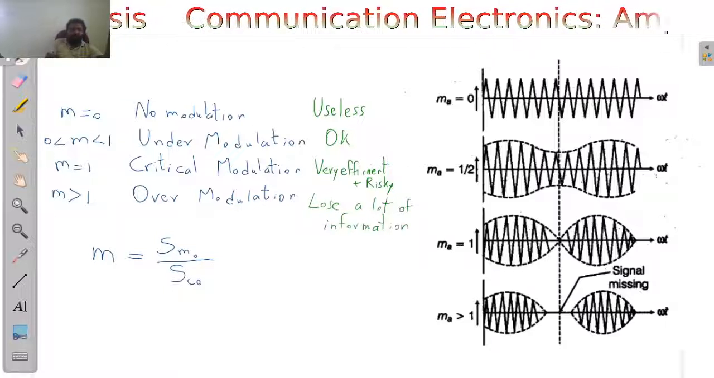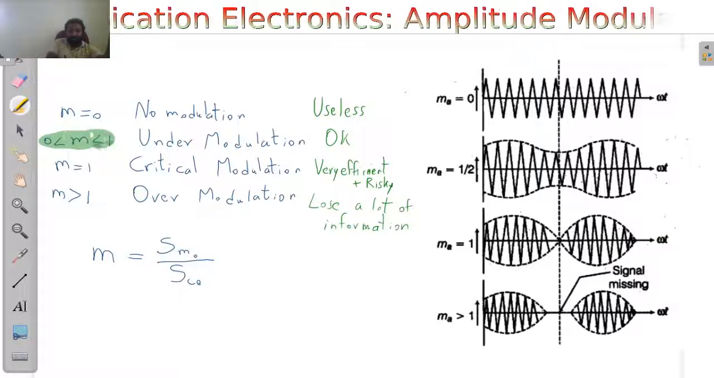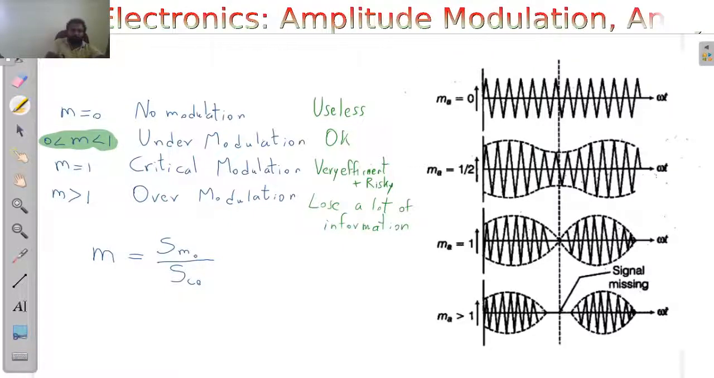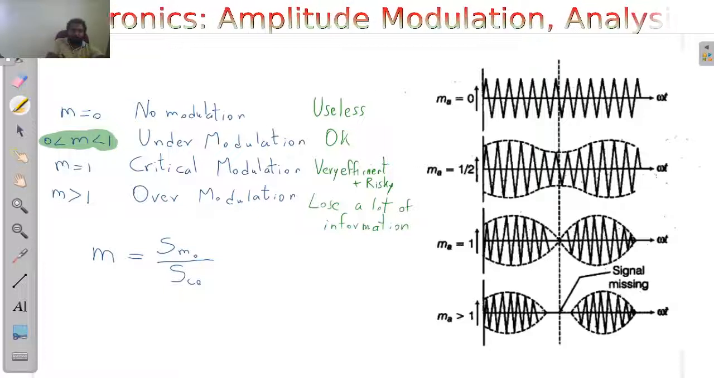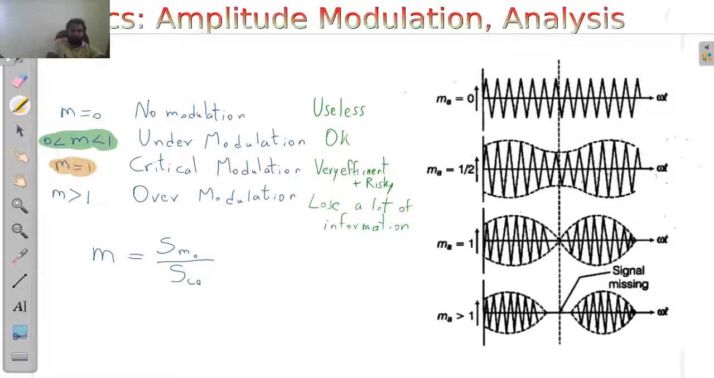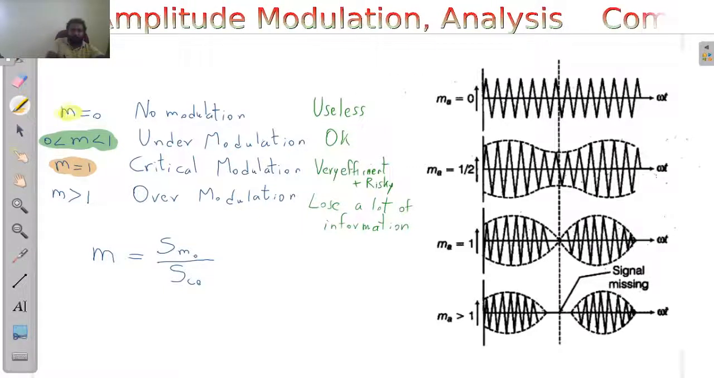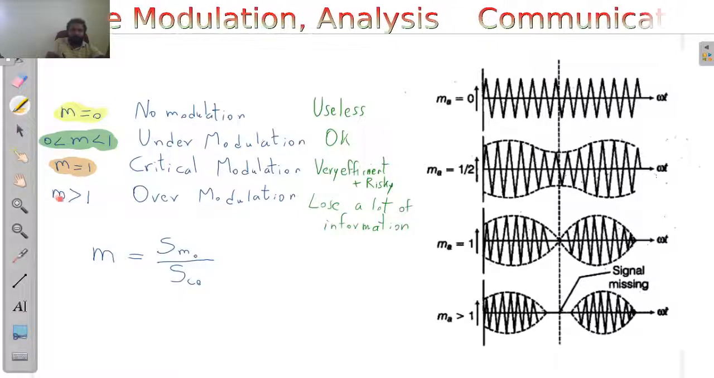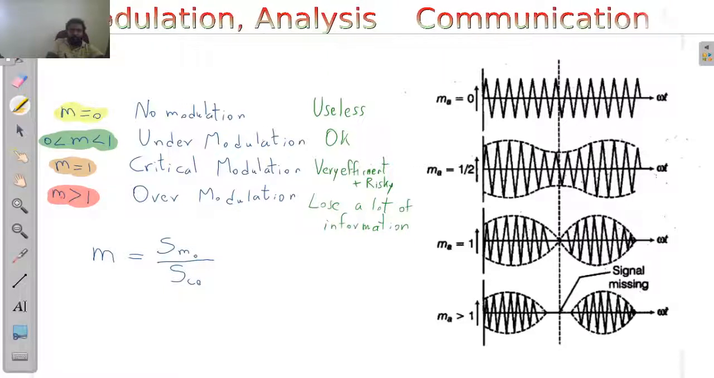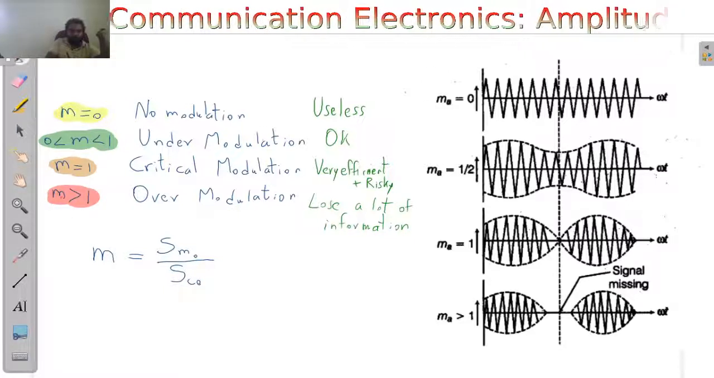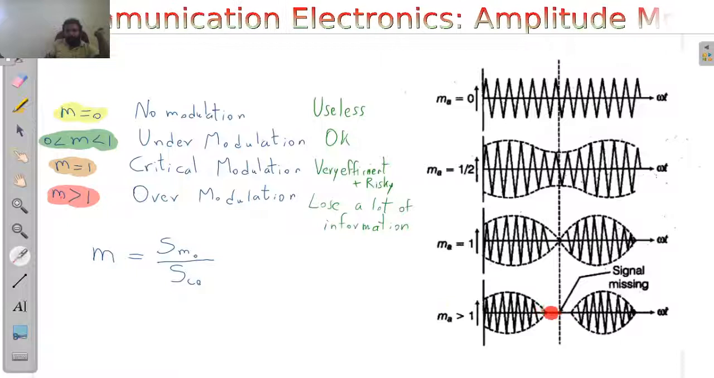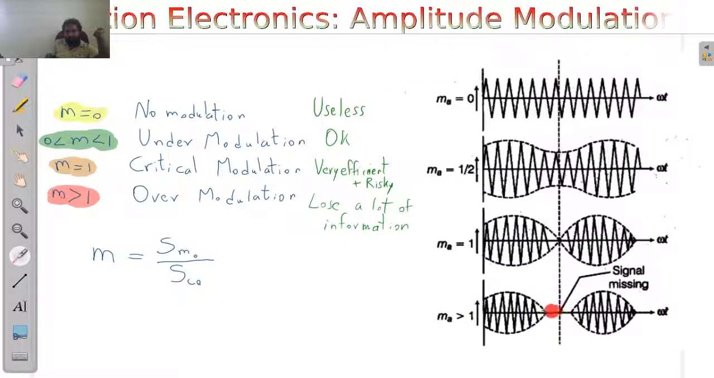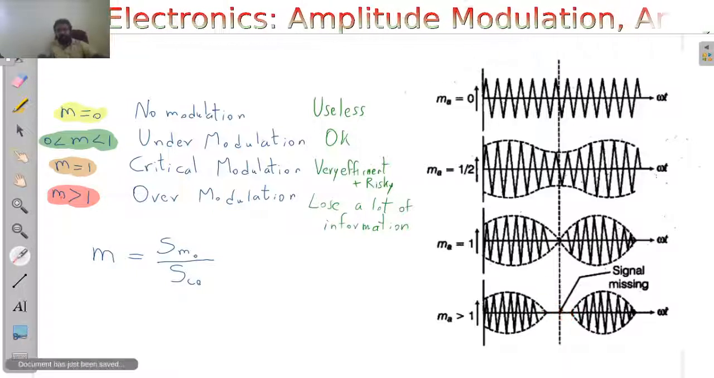So this is the problem. Practically this is good, and ideally this is okay. This one is of no use, and this one is dangerous. You can see in the diagram, in the fourth condition, you are getting some missing signal at these regions. That is because of over modulation.